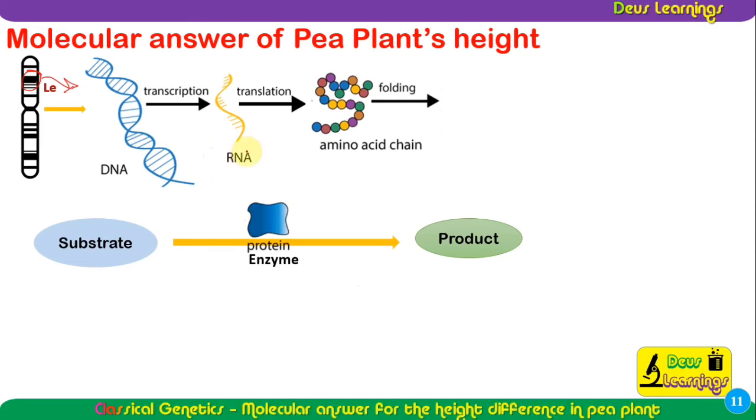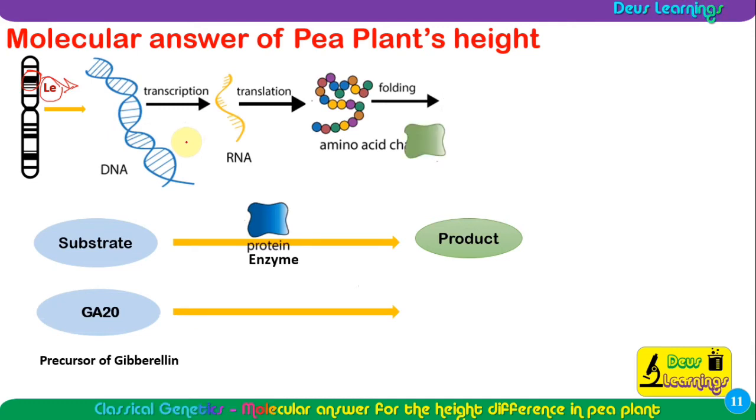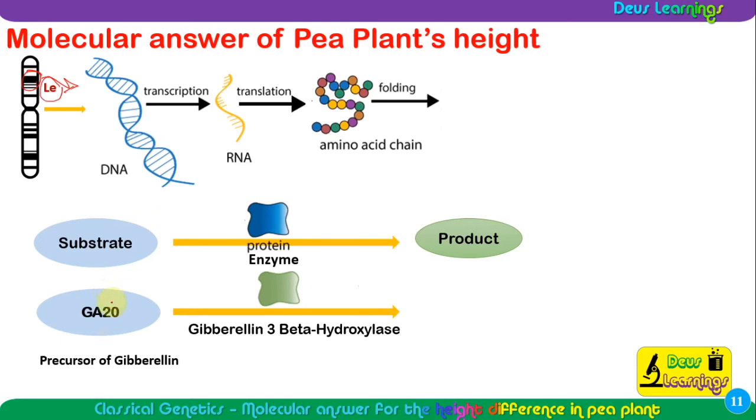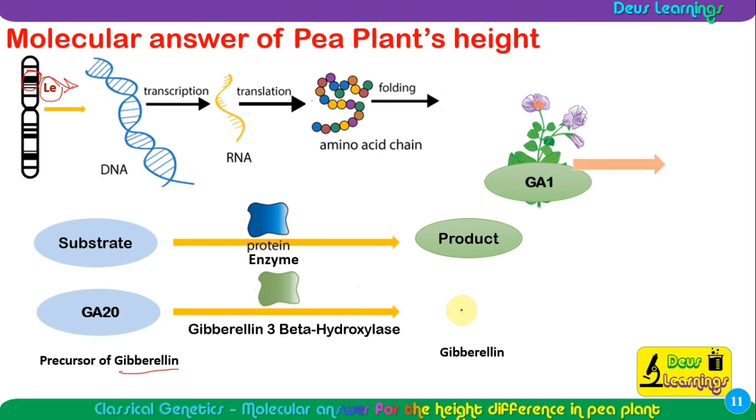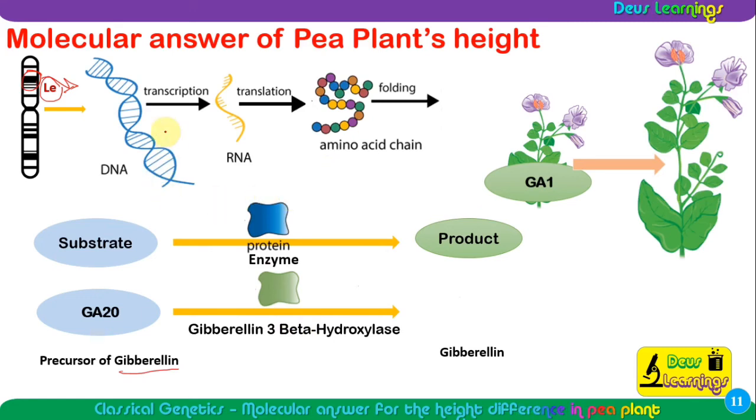So in our case, there's a gene called LE, for length gene. This gene produces the mRNA for a particular enzyme. This enzyme converts the precursor of gibberellin, GA20, into gibberellin by the enzyme gibberellin 3-beta hydroxylase. And what does this gibberellin do? It promotes the elongation of the stem, because of which plants become taller. So that was the story of a plant which possesses the capital T allele. If the plant has the capital T allele, they become tall.